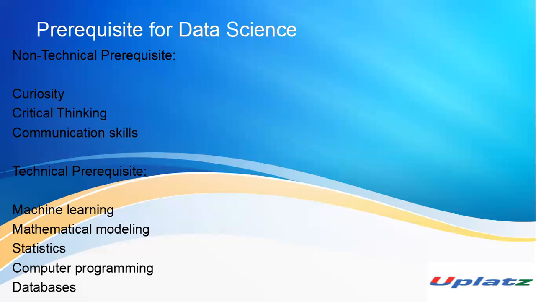Then we have computer programming. For data science, knowledge of at least one programming language is required. For example, R, Python, Spark are some of the very preferred programming languages for data science. Then finally, databases. You should have very good database knowledge of SQL. It's essential for data science to get the data and work with the data. Okay, so these are the prerequisites. There are some non-technical and also some technical prerequisites.